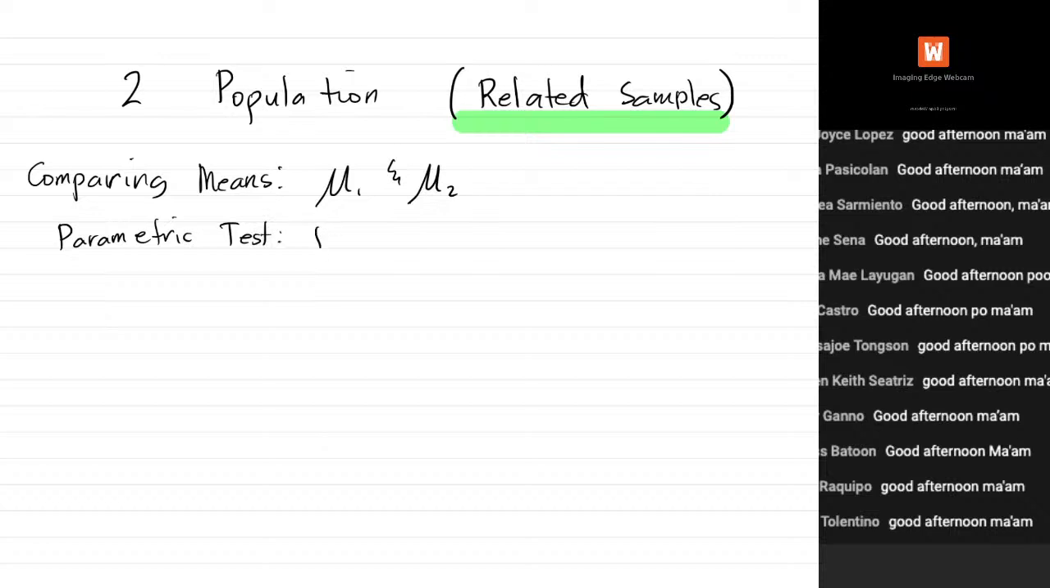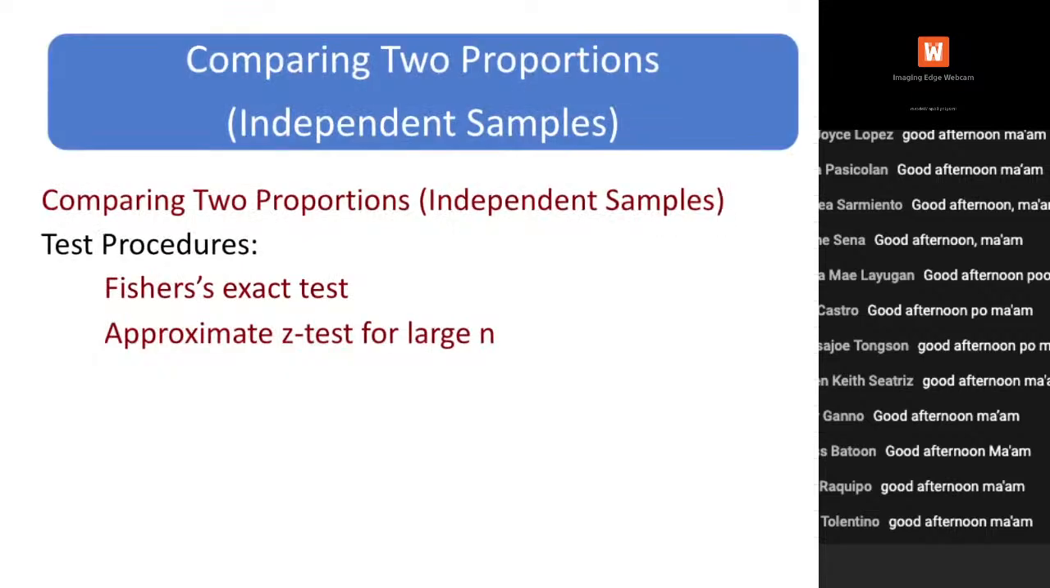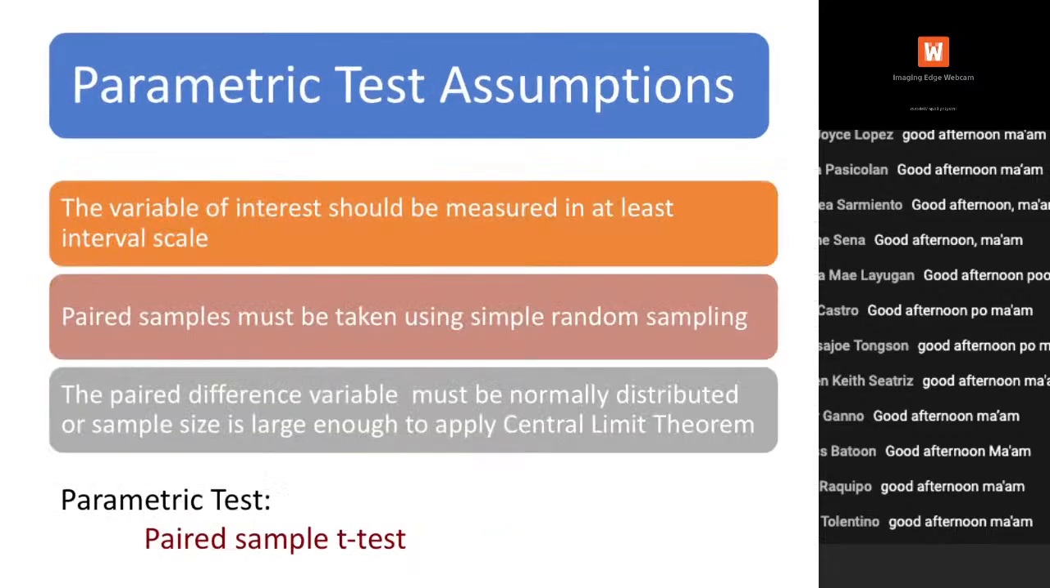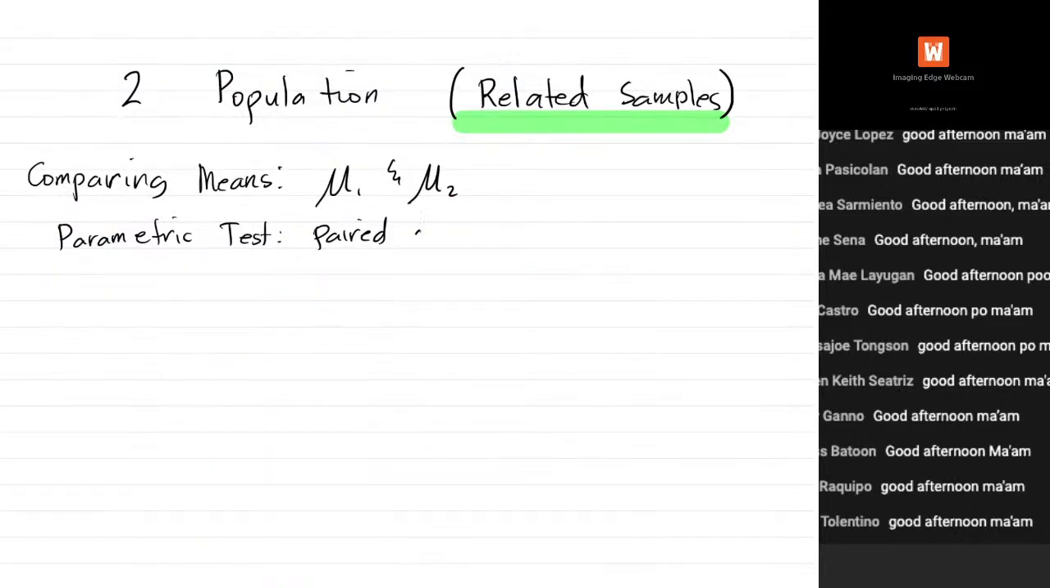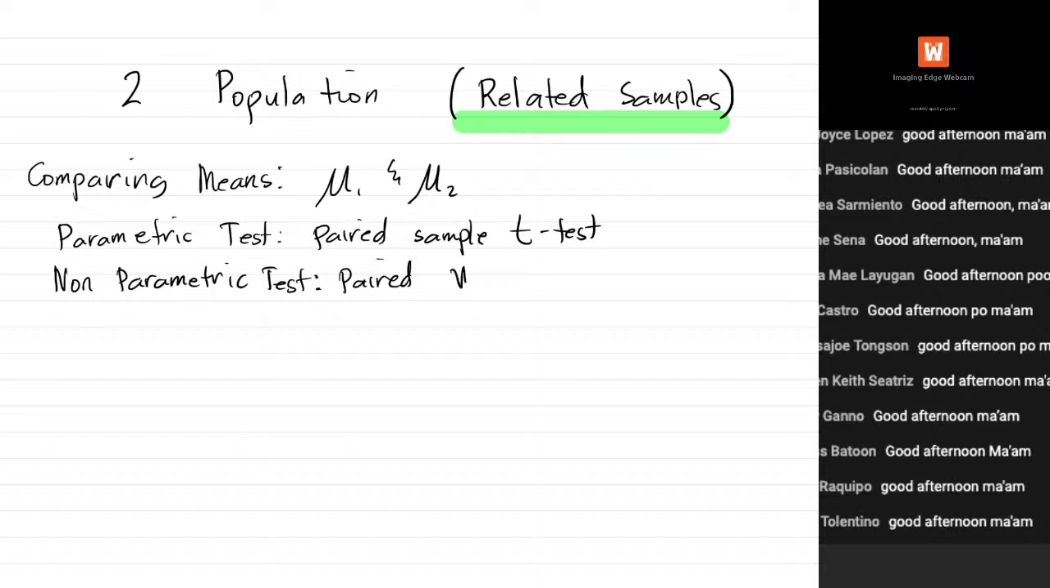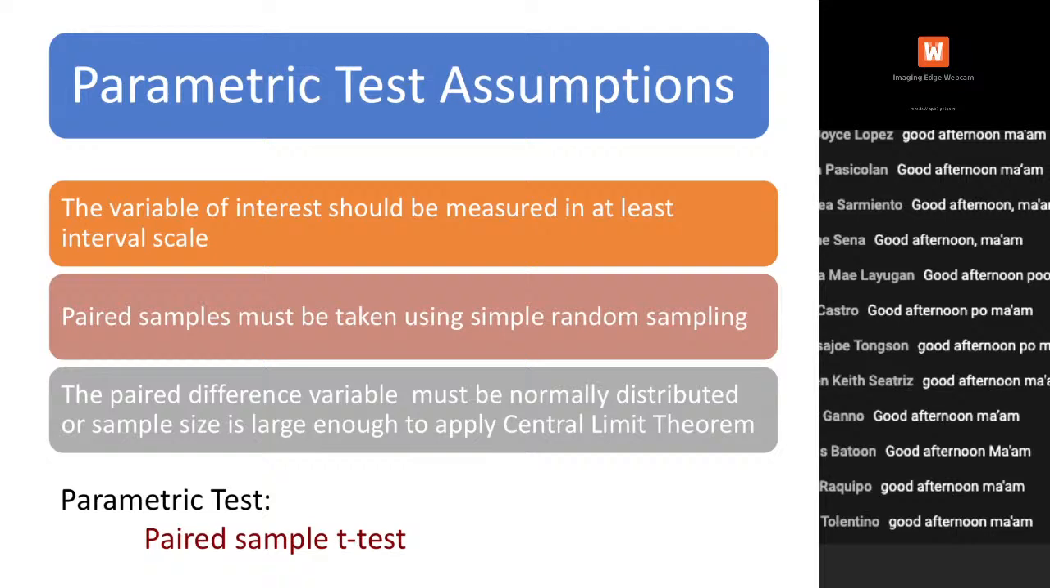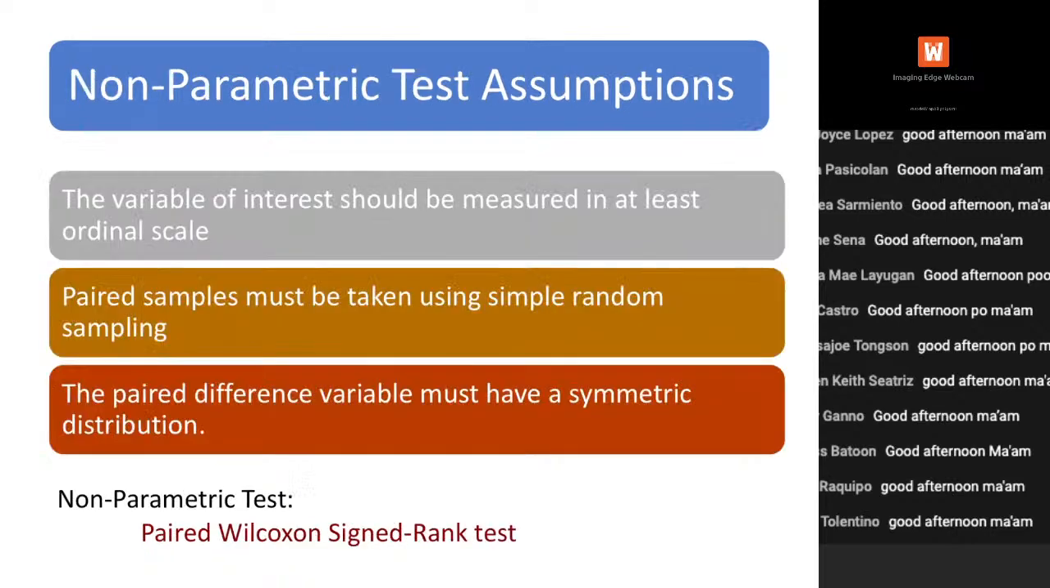Is paired. The parametric test for this is the paired sample t-test, and its non-parametric counterpart, the non-parametric test for testing means from related samples, is the paired Wilcoxon signed rank test. Okay, so that's it. Paired sample t-test, paired Wilcoxon signed rank test.